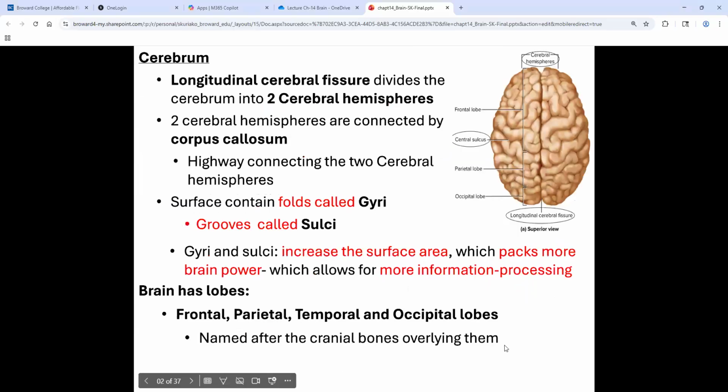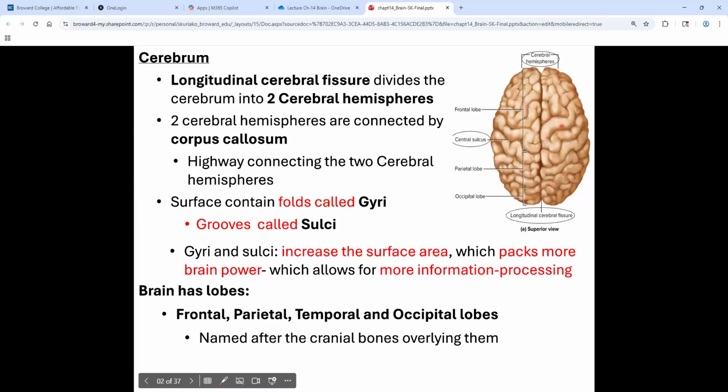Now, if you look at the cerebrum, let me see whether I can get this laser. Yeah. So if you look at the cerebrum, you can see there are two hemispheres, one on the left and one on the right. And there's a division in the middle. This is called a longitudinal fissure. Okay. And the two hemispheres are connected by what is known as the corpus callosum. So there is a horizontal band which is connecting the two together. That is the corpus callosum.